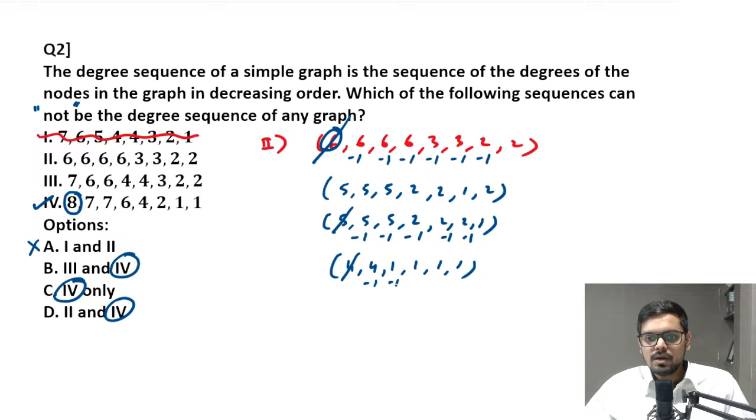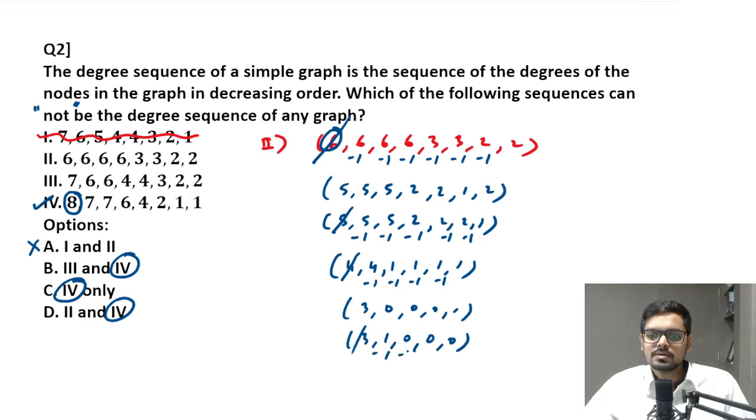Remove this 4: 1 time, 2 times, 3 times, 4 times. Do the calculation: 3, 0, 0, 0, 1. Now sort: 3, 1, 0, 0, 0. If you now decrease, then you will get a negative degree. A negative degree is not possible. So this degree sequence is not possible. They need the one that is not possible. So 2 is not possible, in which option? In option D only. Therefore B and C are wrong.